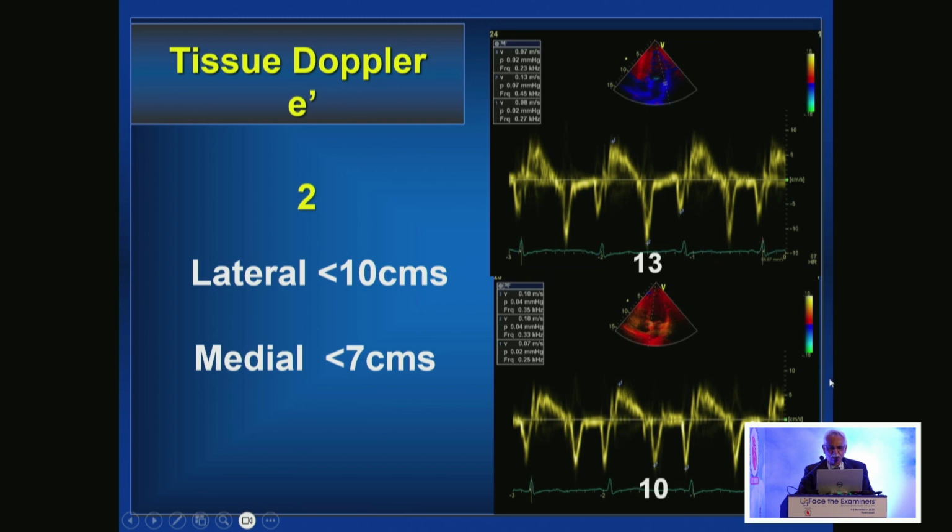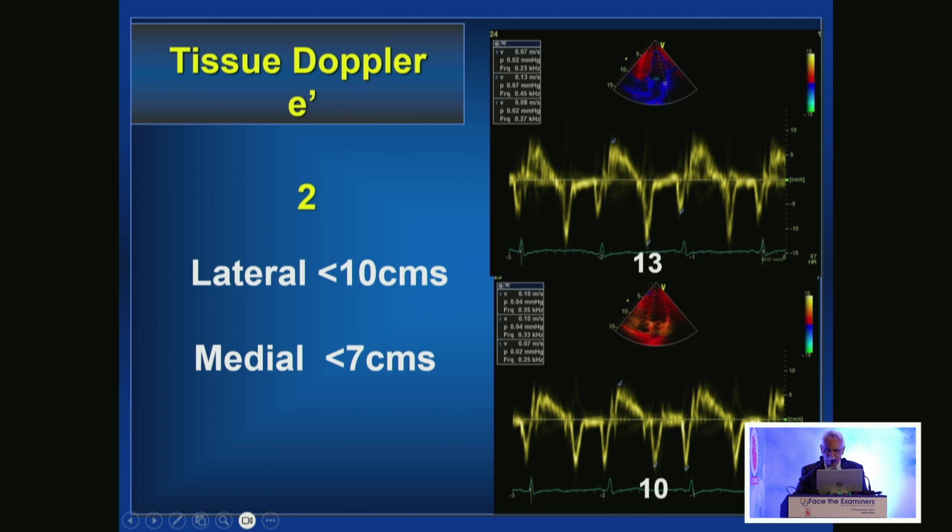Second, look at the tissue Doppler from the septal mitral annulus. Measure the S velocity, E velocity, and A velocity. The important thing is the E velocity. And measure the velocity from the lateral mitral annulus. This is lateral, this is medial. So you can measure the lateral and the medial mitral annulus. Similarly, the S, E, and A, the three velocities.